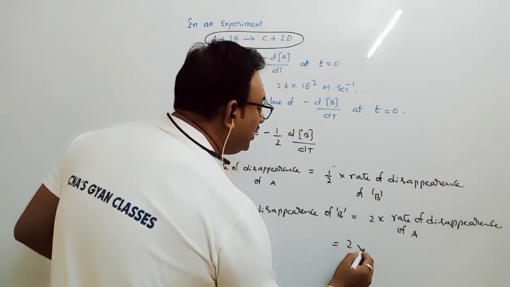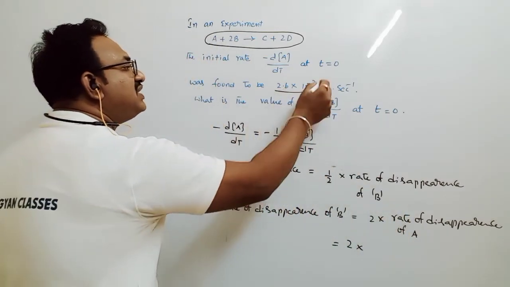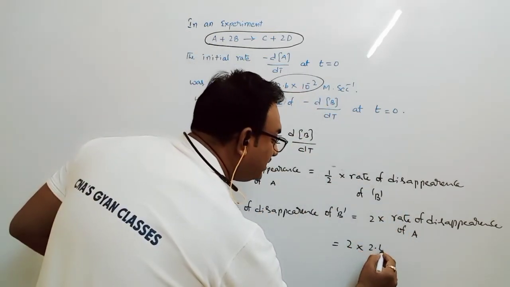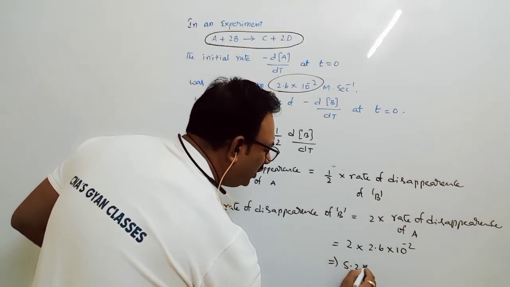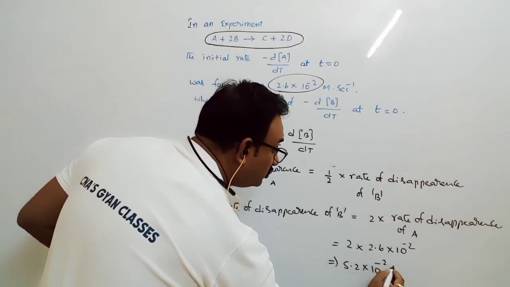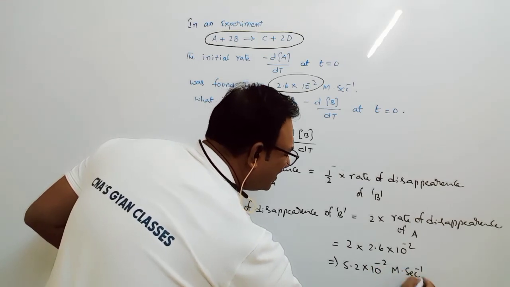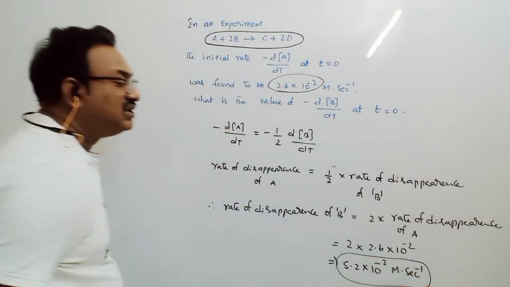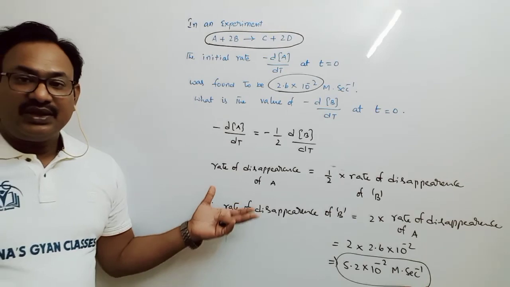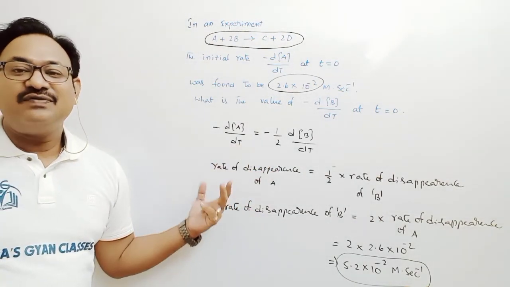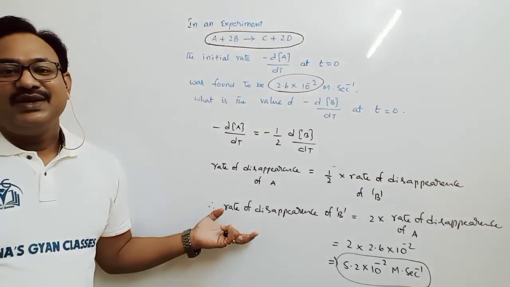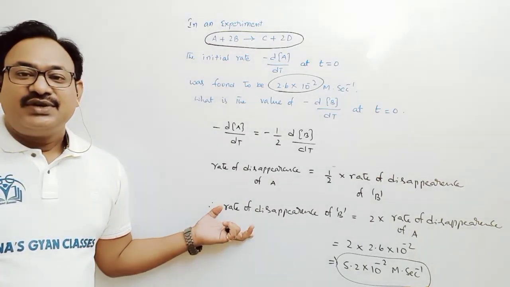So 2 into rate of disappearance of A, how much was given? 2.6 into 10 power minus 2. So that's about 5.2 into 10 power minus 2 molarity into second inverse. So that's it. So like that we can compare the rate. Okay. And initial rate you can find like this. Okay. Do all of you understand?